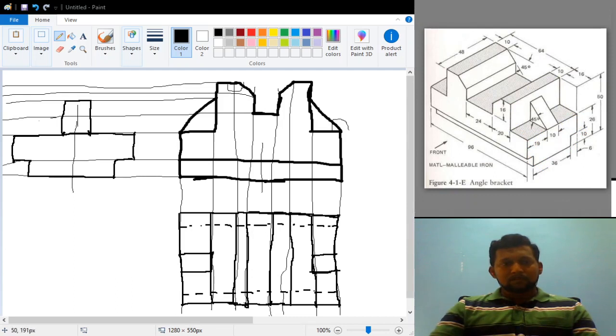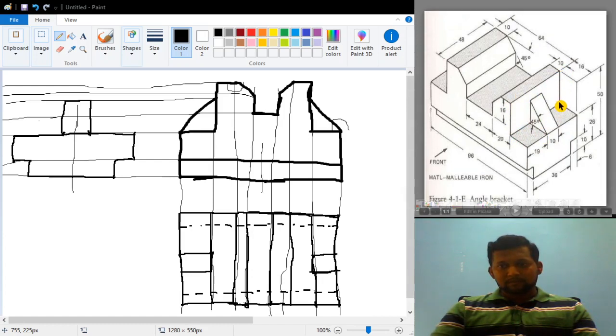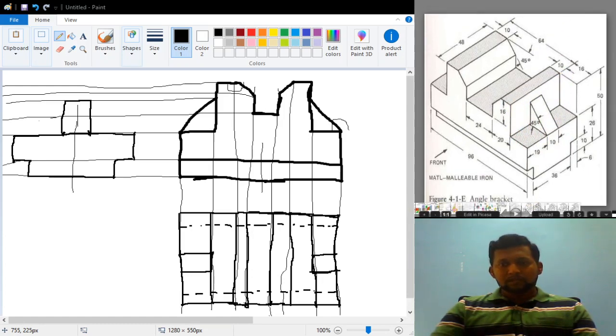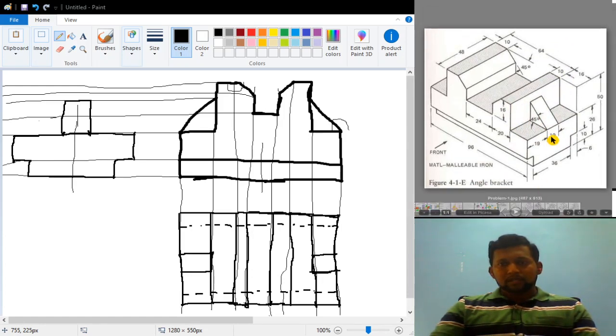I have drawn that one over here, and after that the inclined rectangular block, which I have also completed here. After that, this rectangular block will also be visible in the side view. That one I am going to draw now. For this rectangular block, how much is the remaining distance? The remaining distance is 24.